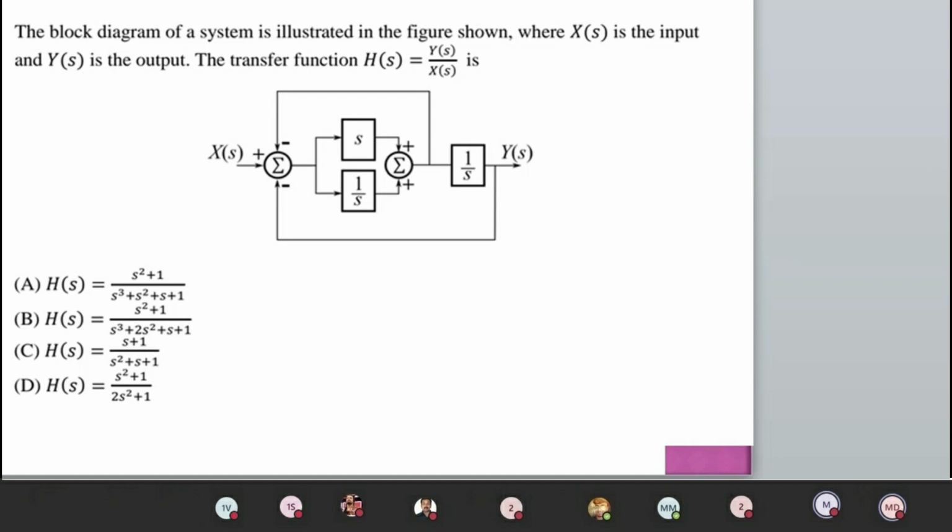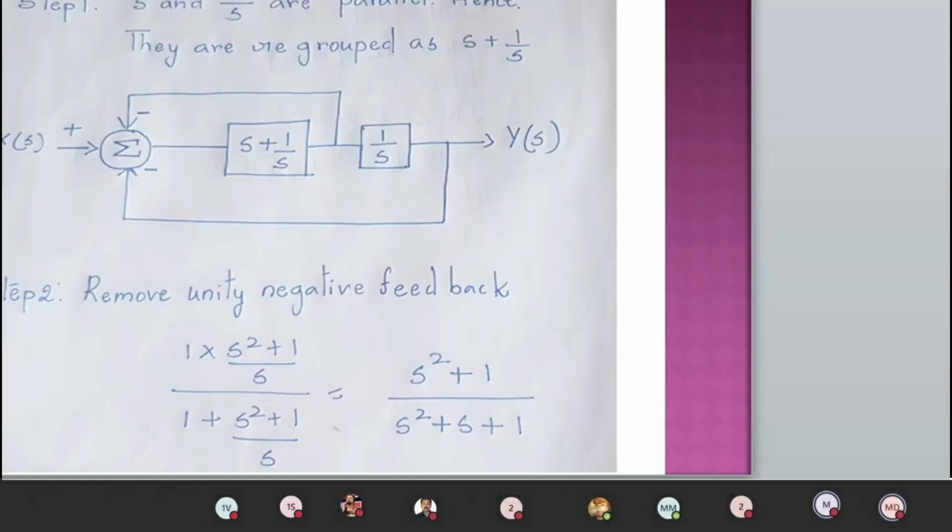Okay, so S plus 1 by S divided by 1 plus S plus 1 by S, which is nothing but S square plus 1 divided by S square plus S plus 1. Okay, so take care, if there is a straight path, it is a unity feedback path. Don't take it as 0. When students take it as 0 or when they ignore it, the entire problem goes wrong. Okay, so be cautious and be watchful in these cases.